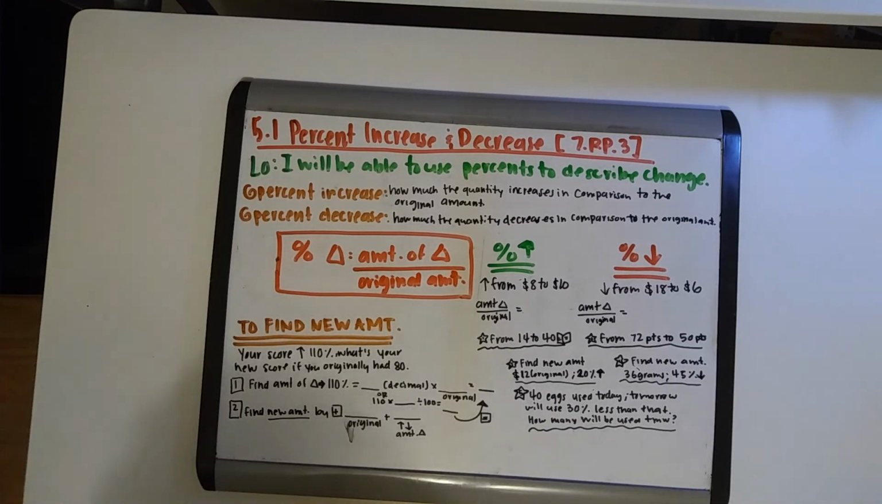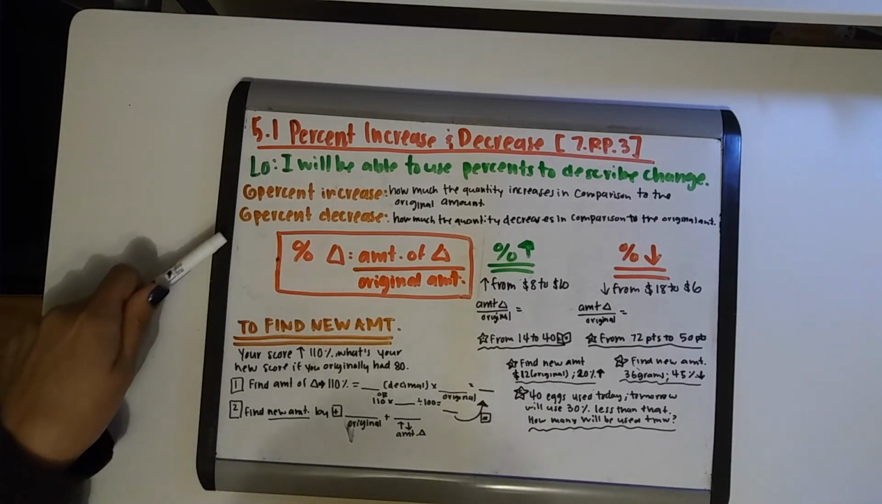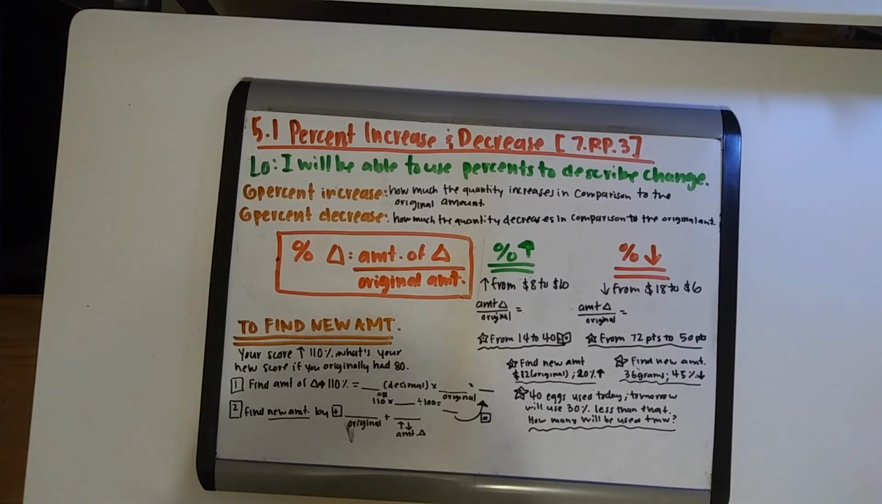Two vocabulary terms. Percent increase is basically how much the quantity or the amount increases, goes up, in comparison to the original amount that you were given. So for instance, something cost $20 and it went up to 30. What's the percent of change? The original amount will be 20, and then you have to figure out how much it increased with the new price. Percent decrease is the same idea, except that this is the quantity, the amount going down, comparing it to the original amount.